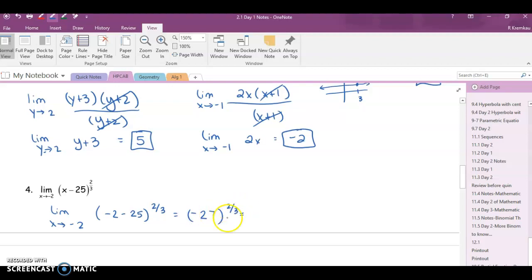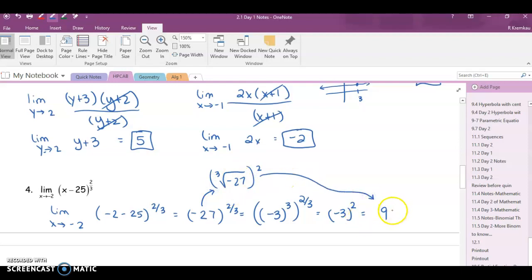Now to do this one, what you can do is, this is the same thing as -27. I'm going to rewrite that as -3 to the 3rd, and then still raised to the 2/3. The reason why I did that is because now when you have a power to a power, you multiply. The 3's are going to cancel, giving you -3 to the 2nd. And -3 to the 2nd, that's just going to be 9. The other way you could have done this is, you can remember with exponents, you can think of this as the cube root of -27 to the 2nd. Either way, you're going to end up with 9 for your answer.